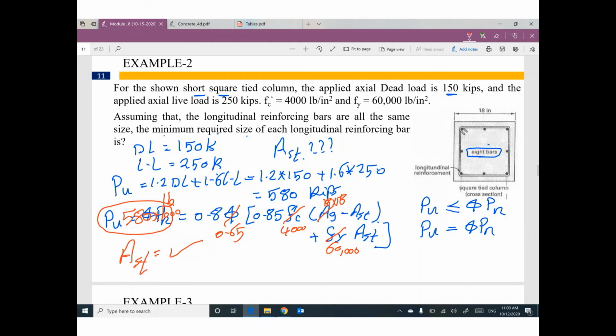Then please convert this area steel to 8 bars, and what is the size? Okay, I can do my calculations. Just a second. 0.85 times 4,000 plus 60,000, times 0.8 times 0.65, divided into 480,000 minus 0.8 times 0.65 times 0.85 times 4,000 times 18 times 18. Area steel equals 4.1 inch square.